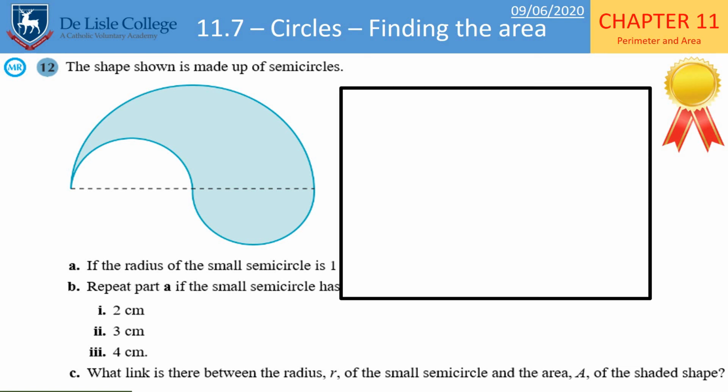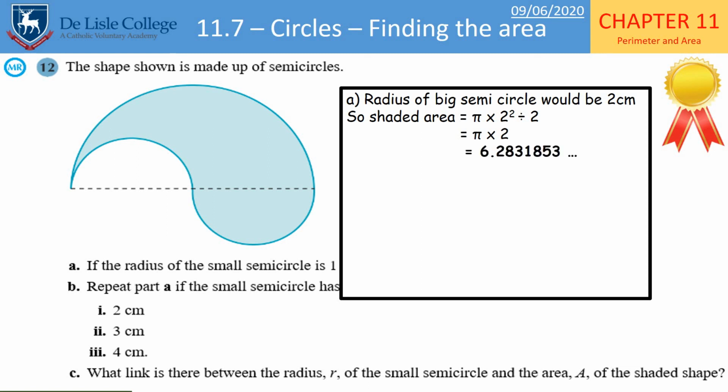Okay, so let's see how we got on. Here's my working out. The radius of the big semicircle would be 2 centimetres in the first bit, because the radius of the small one is 1, so the big one will be 2. So the shaded area is pi times 2 squared divided by 2, because that bottom little semicircle fits exactly into the left hand semicircle where the gap is. So altogether you've basically got one semicircle. That's why I'm dividing by 2. So there's my answer for that one, 6.3 centimetres squared.